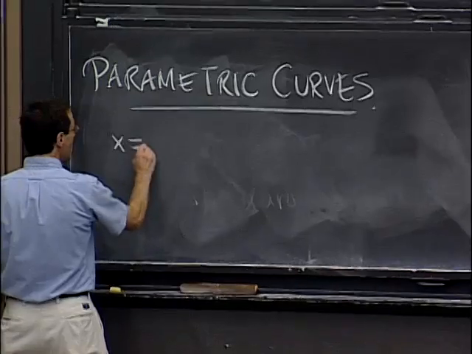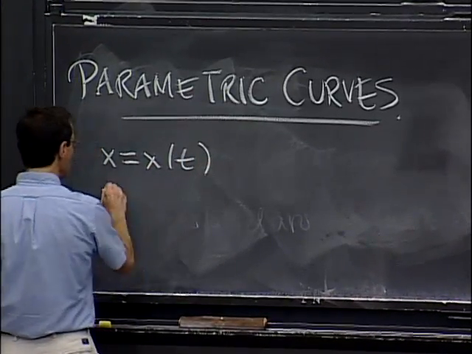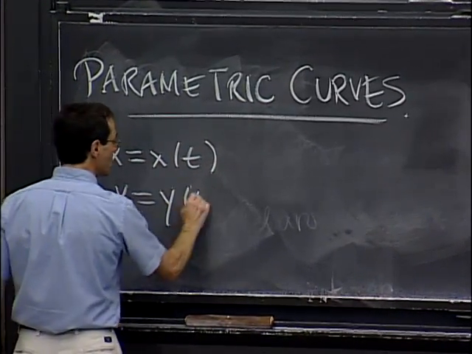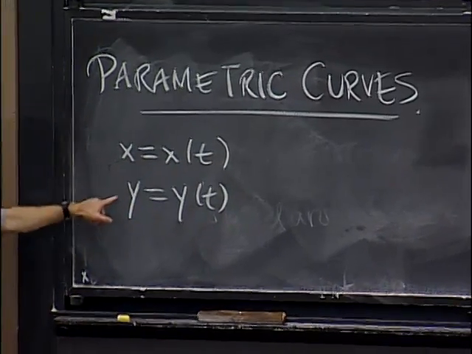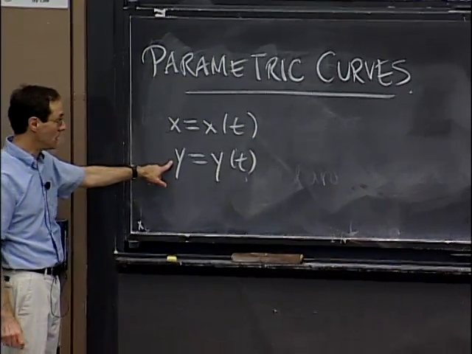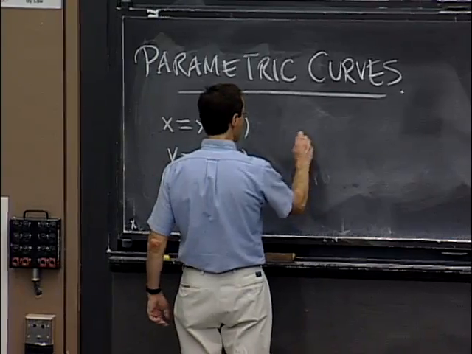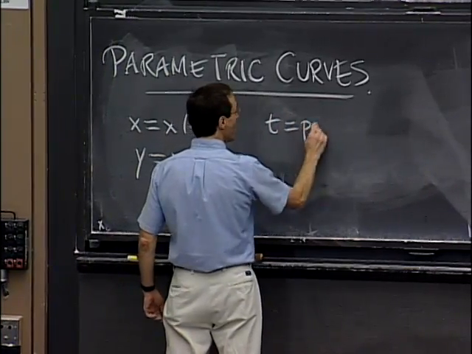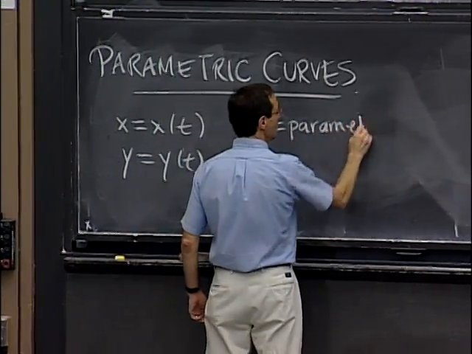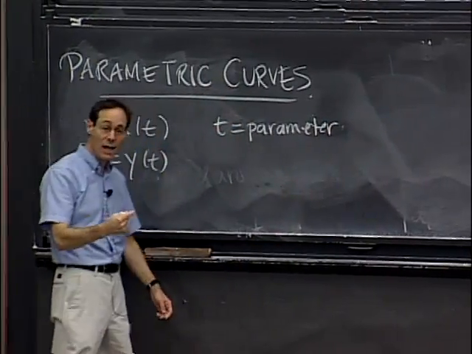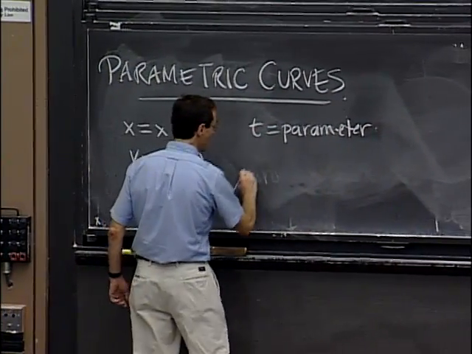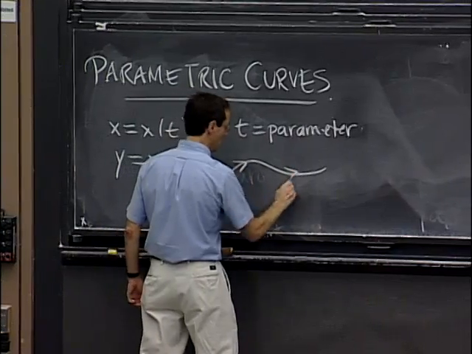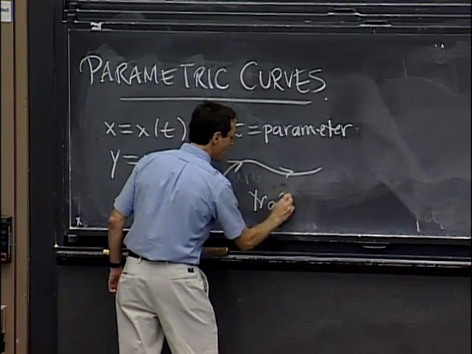We're going to consider curves like this, which are described with x being a function of t and y being a function of t. And this letter t is called the parameter. In this case, the easiest way to think of it is time. And what you have is what's called a trajectory. So this is also called a trajectory.